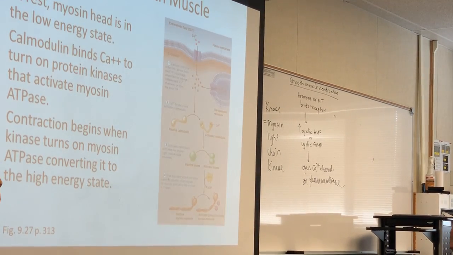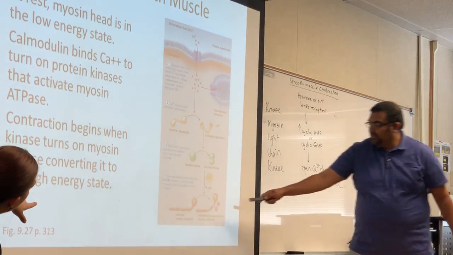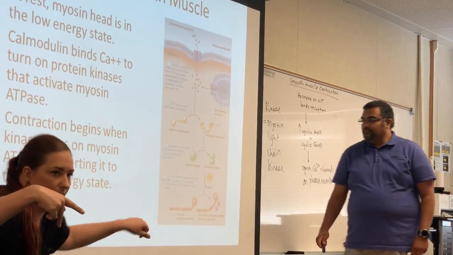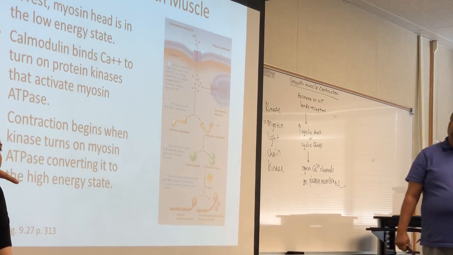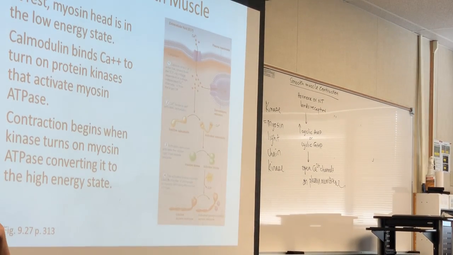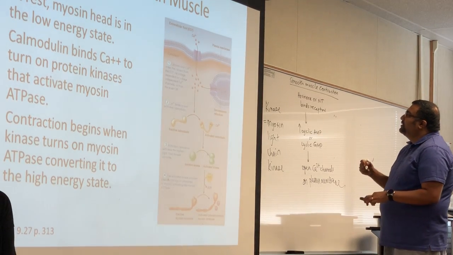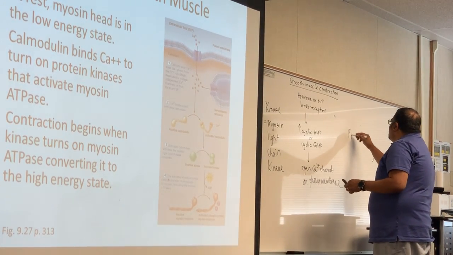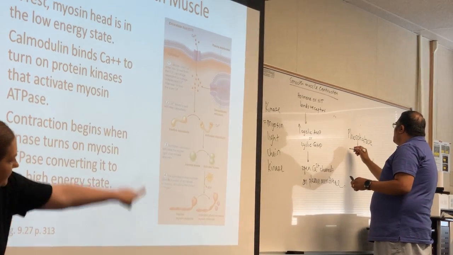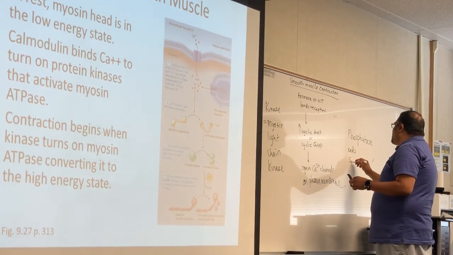Could you go back to that one slide? Where's the phosphatase at? So the phosphatase will remove this phosphate right here. So this is how you spell phosphatase. P-H-O-S. Ends smooth muscle contraction.